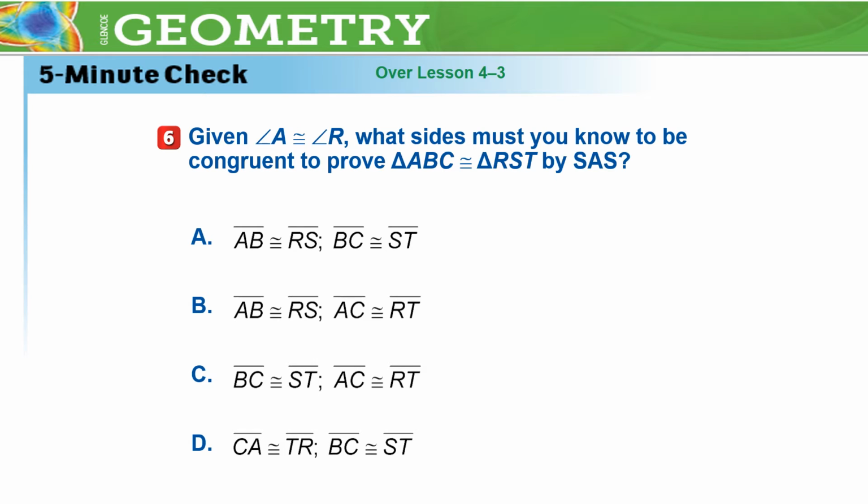then angle A for the first triangle, two sides will be AB and RS, and AC to RT. Why? Here you have A will be the angle, two sides of this angle are AB and AC, and two sides for this angle will be RS and RT. Then letter B is your answer.